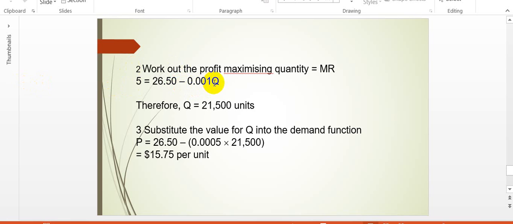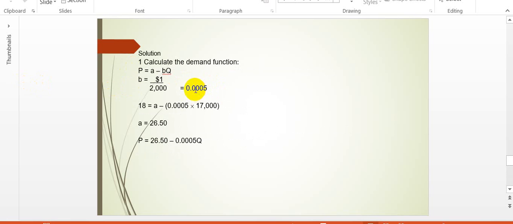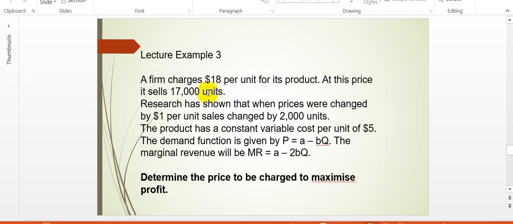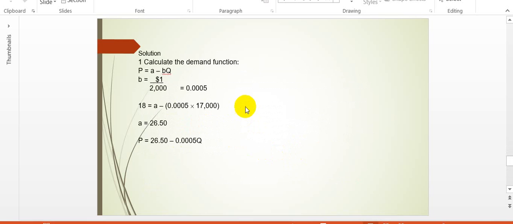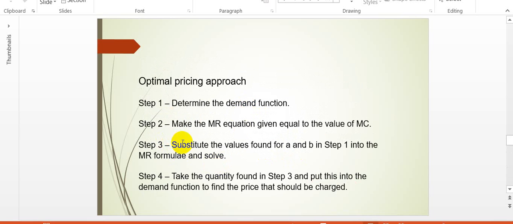0.001Q comes about by multiplying our B, which we found as 0.0005, by 2, which is in the MR formula. That gives us our Q as 21,500 units.